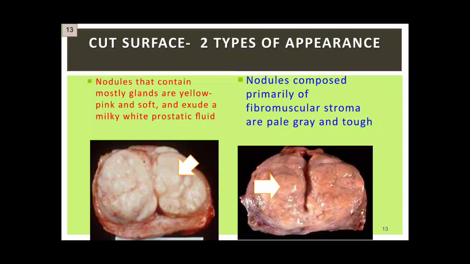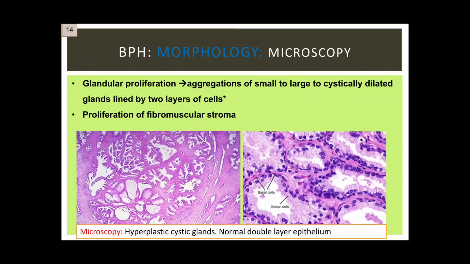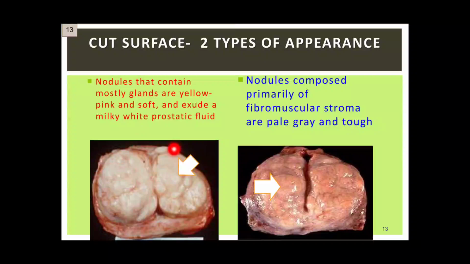Then again, two types of appearance can be seen on the cut section. If the nodules seen in the prostate contain more glands, then the cut surface will be yellowish pink and soft, and it will exude a milky white prostatic fluid. But if the nodules are composed of more stromal element, then the nodules on cut surface will give a pale grey and tough appearance. So the appearance on the cut surface will depend on whether the glandular component or the stromal component is proliferating more. So these two types of appearances can be seen on cut section.